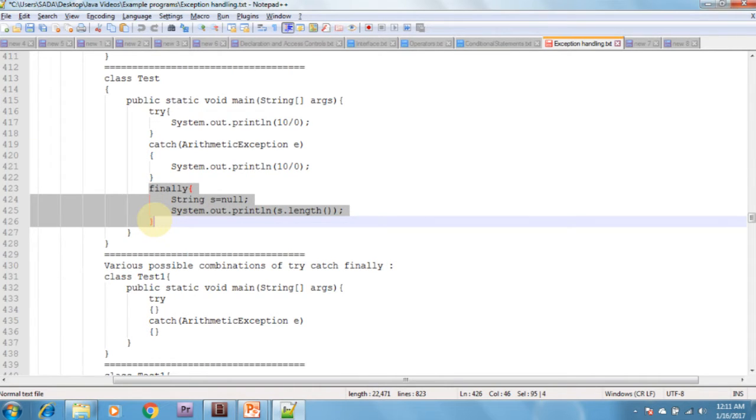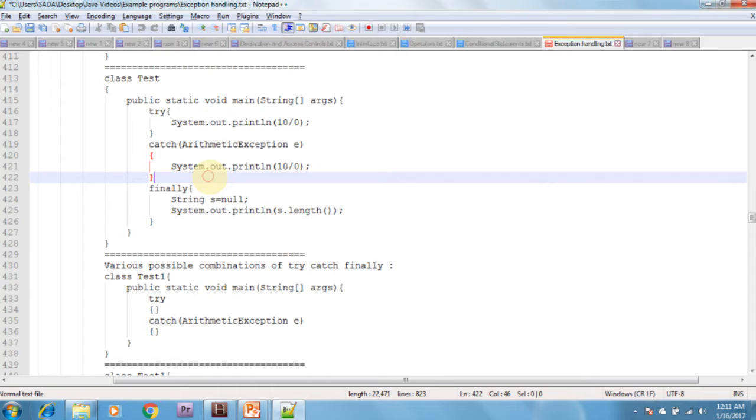Now, the default exception handler can handle only one exception at a time, and that is the most recently raised exception. Understand or not? The default exception handler can handle only one exception at a time, and that is the most recently raised.